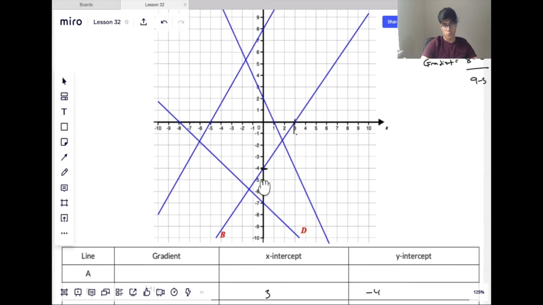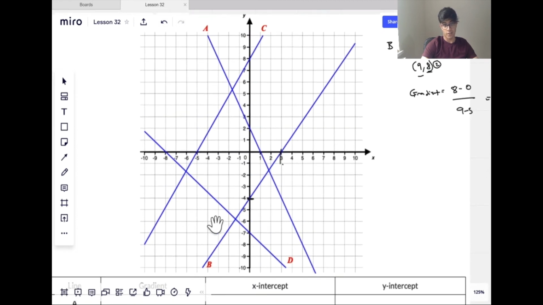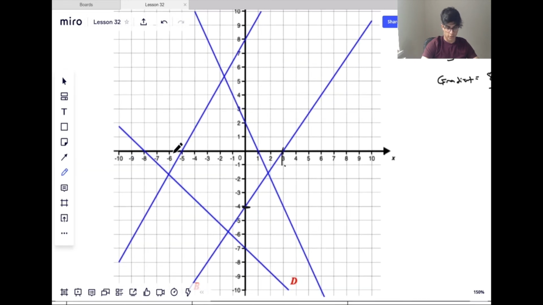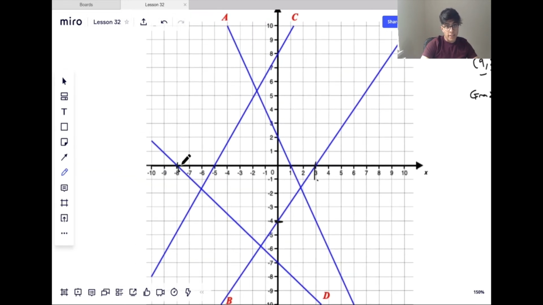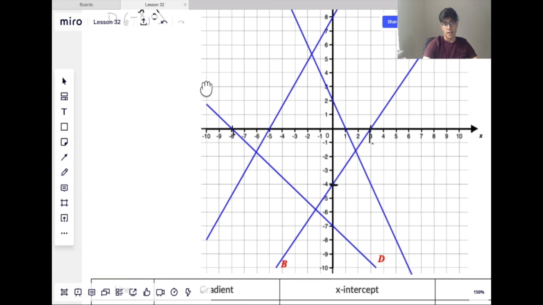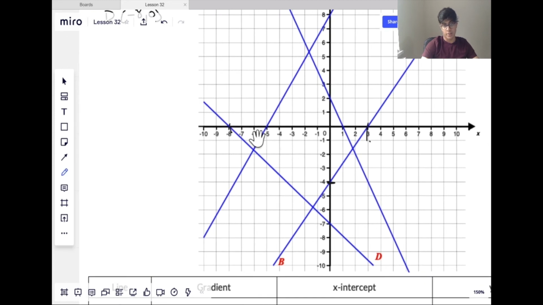If we want to do perhaps another one, just to consolidate, gradient. So which one do you want to do? D. Okay, that looks kind of tricky. Okay, let's do D. So let's look at the nice points. Minus 8, 0 is on there. So I'll write D: minus 8, 0, and 0, minus 7 is also on there.